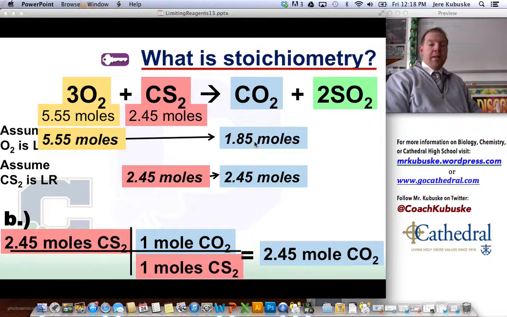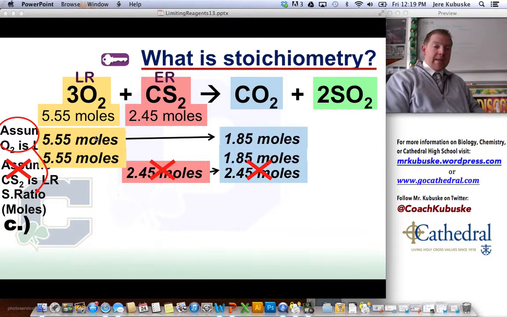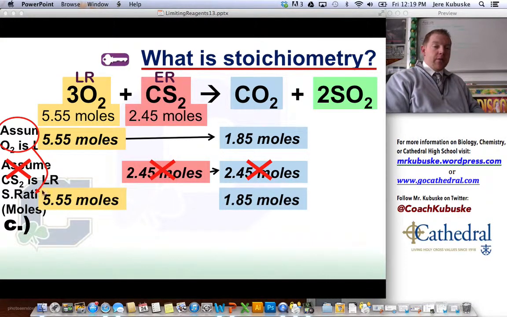So which one's my limiting reactant? The one that produces least. Which one produces least? O2. So I circle that. I draw an arrow down to stoichiometric ratio. I write LR above O2 because that's my limiting reactant. I'm going to cross out all the false statements, okay, because CS2 is not the limiting reactant. It's the excess reactant. So I put an ER above it. Everything that is true so far that I've solved, I drag that down to the stoichiometric ratio. That's why I draw an arrow right here.